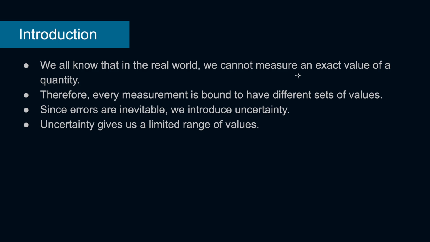We all know that in the real world, we cannot measure the exact value of a quantity. The reason, as I told you in part one, is errors. Errors are kind of inevitable. If you remember, in the first video we talked about types of errors. What were the two types? One was random and the other was systematic. We can eliminate the systematic error, but we cannot completely eliminate the random error. We can minimize it to some extent, but we cannot completely remove it from the system or the experiment.